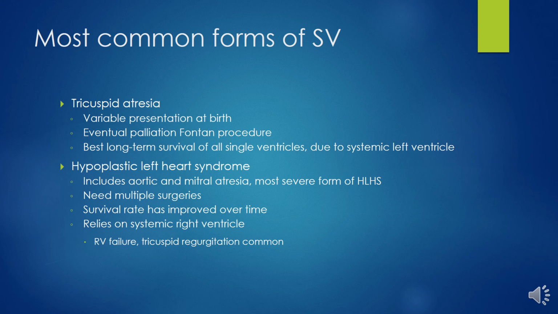The most severe forms of hypoplastic left heart syndrome need multiple surgeries, and survival rates have improved over time, relying on a systemic right ventricle. The complications that can happen are RV failure, and tricuspid regurgitation is common.